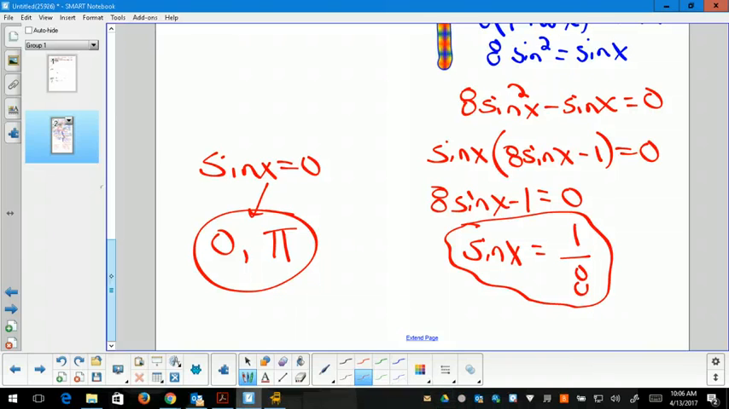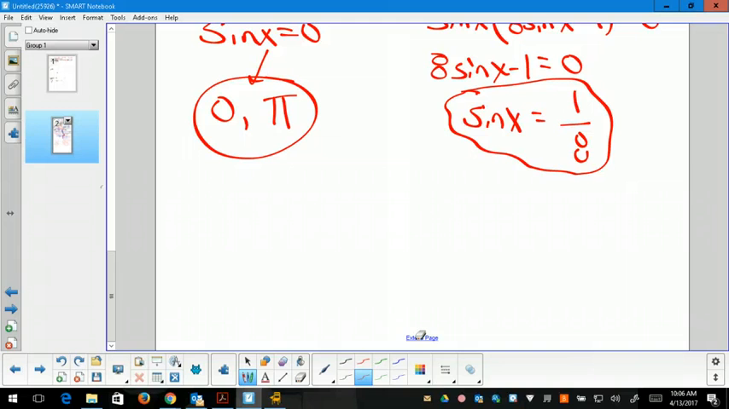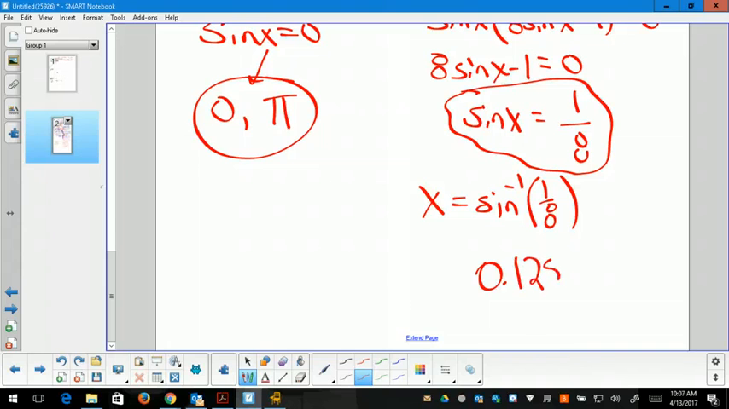Or if I said, give me other functions, you could draw your triangle and tell me what cosine and tangent would be. But I'm actually asking for the value of x, so I'm going to do sine inverse of 1/8. And I want to make sure that I have my calculator in radian mode. Most of us do. That's 0.1253.